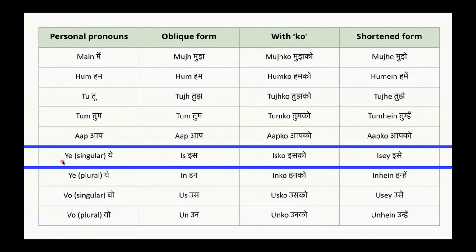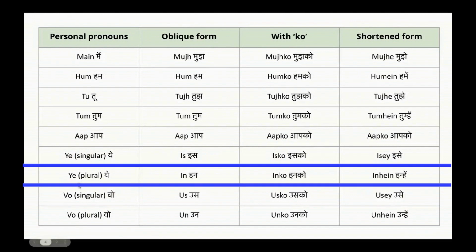You talk about a person or a thing, an object which is near you. When I say singular, I mean the informal form. And when I say plural, I mean the formal or the respectful form. So the oblique form of the informal ye is is. When you talk about one person, ye changes to is. And then when you add ko, it changes to isko. Isko. And the shortened form is ise.